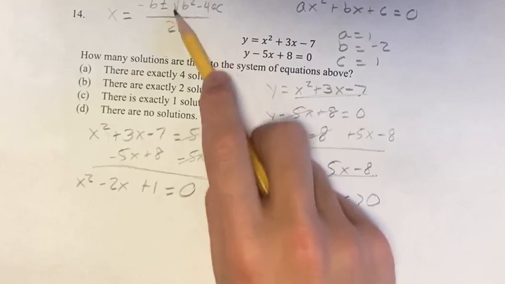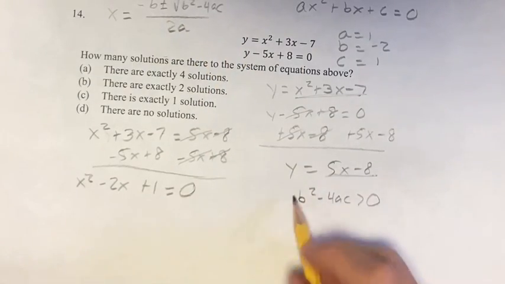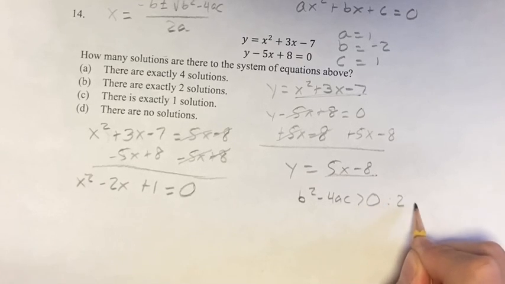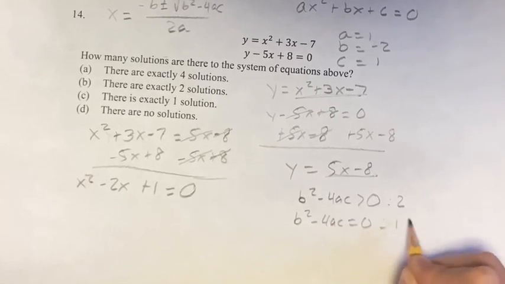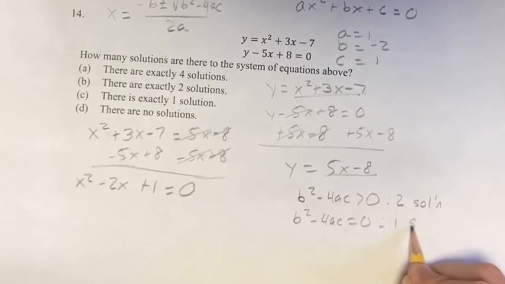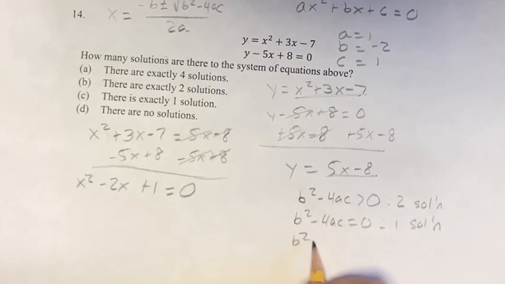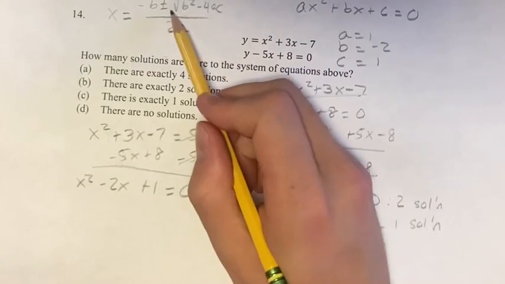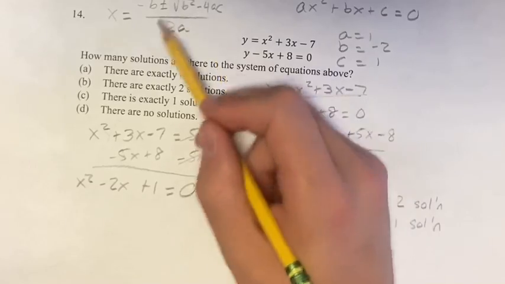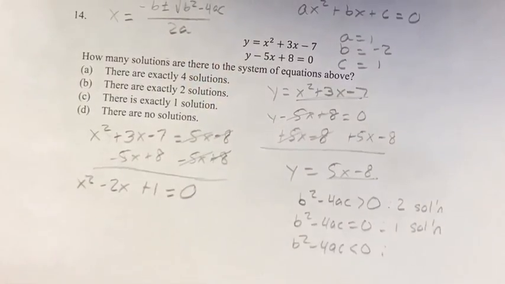So if b squared minus 4ac is positive, you have two solutions. If b squared minus 4ac equals 0, you have one solution. If b squared minus 4ac is less than 0, then this is negative. You're taking the square root of a negative number, and there are no solutions, because you can't take the square root of a negative number.